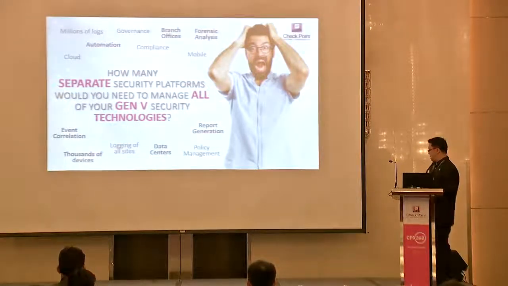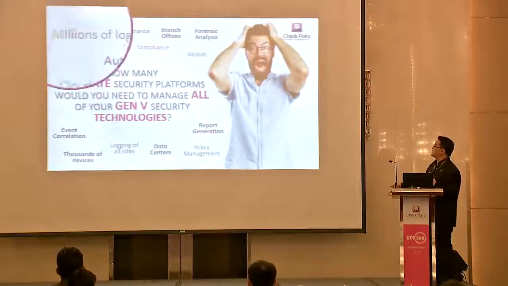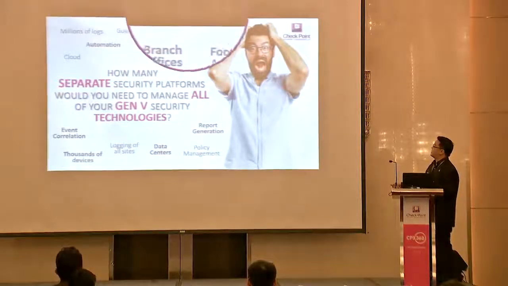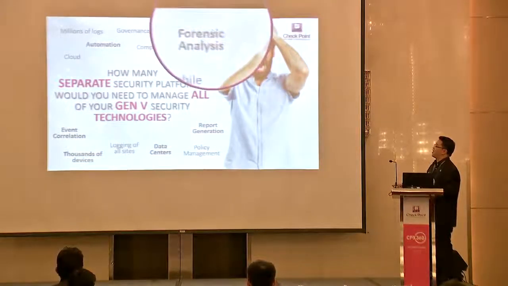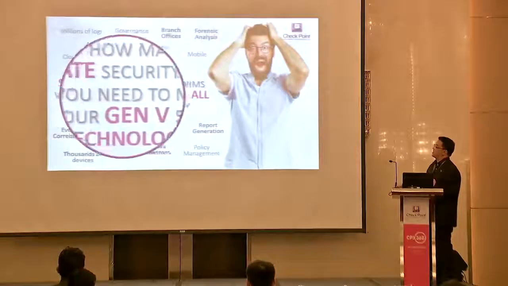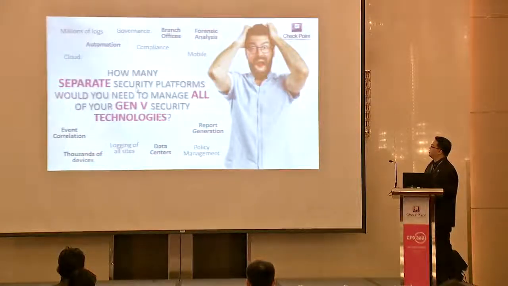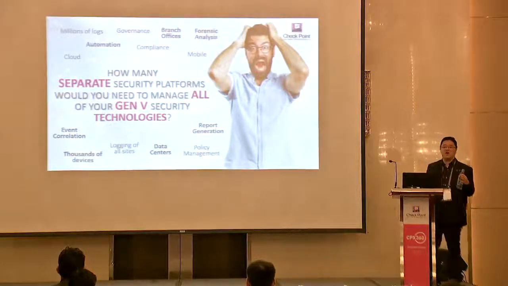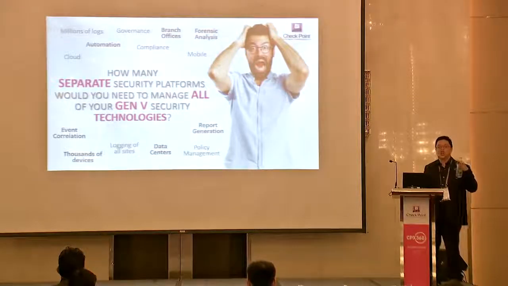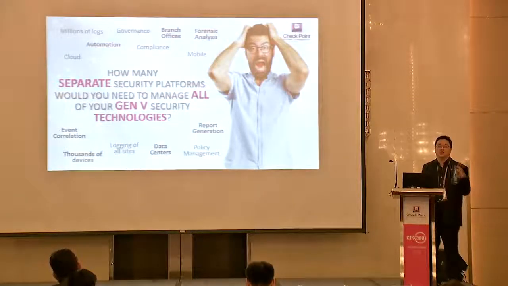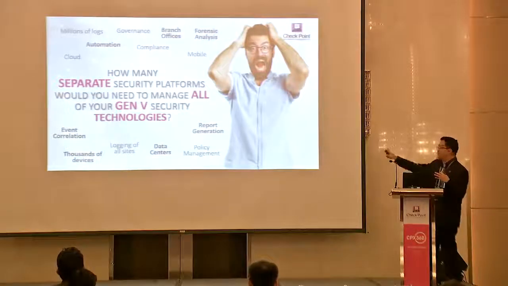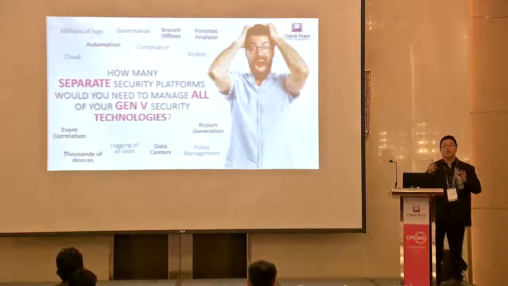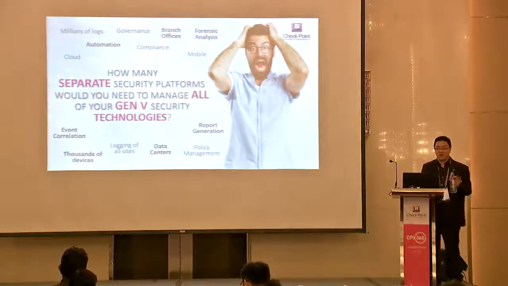Okay? Let's talk about how many of this, millions of logs, right? Governance: how many branch offices do you have? Are you capable of doing forensics analysis? Cloud, mobile, event correlation. I'm naming all these things. These are part of technology, security, technology hygiene. If any one of these areas here, unless you totally don't need it and you have not heard of it, is missing, it means you're in trouble. Okay?